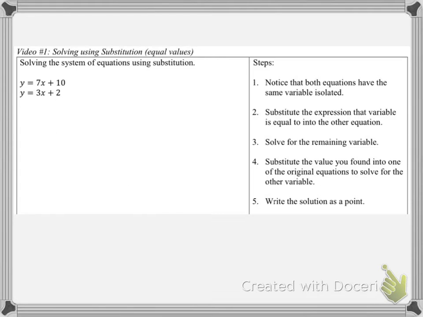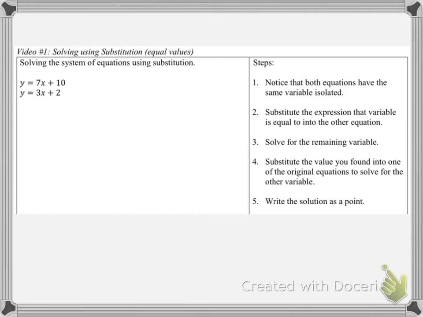We're going to take a look at the directions on the side. The first thing is you want to notice that both equations have the exact same variable isolated. Isolated means that it's either x equals with everything on the other side or y equals with everything on the other side. If you take a look, each one of these has the y isolated. Okay, so that's the first thing I notice.